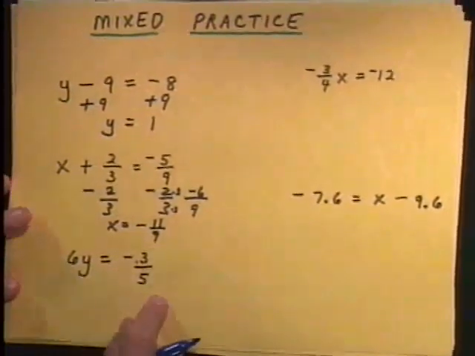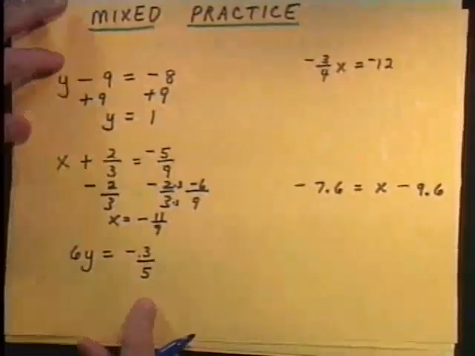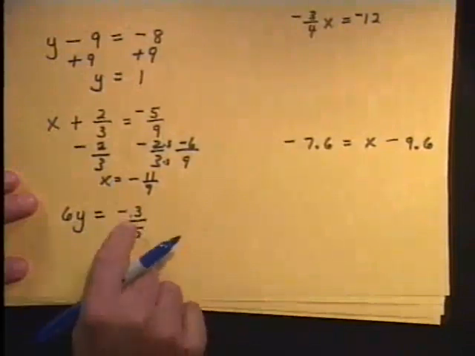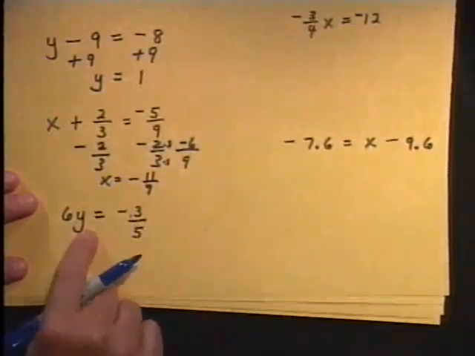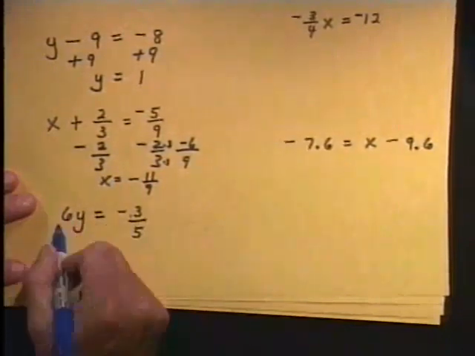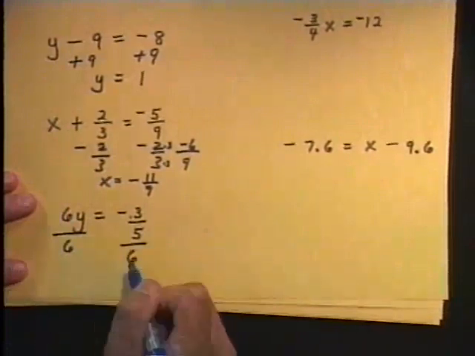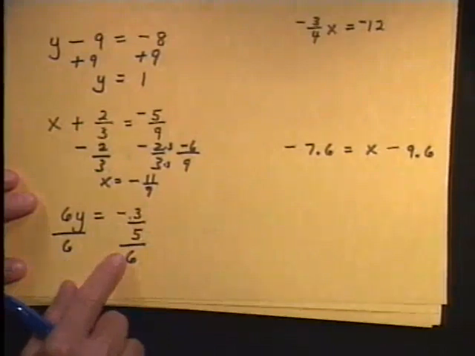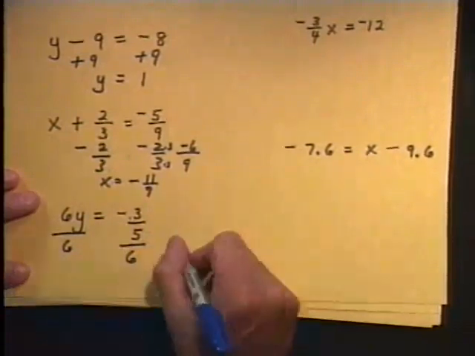All right, continuing. 6y equals negative 3/5. Divide both sides by 6 to undo the multiplication here. Now, this one's going to look kind of strange to y'all. You're going to say, wait a minute, Young, how do I take this and divide it by this? Now, let's write it a little different way. It might help us to see it.